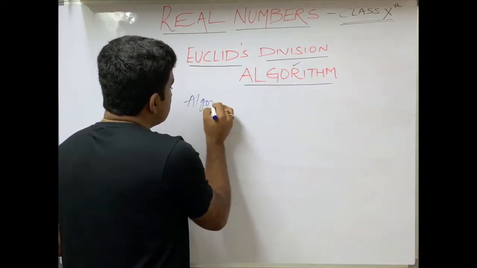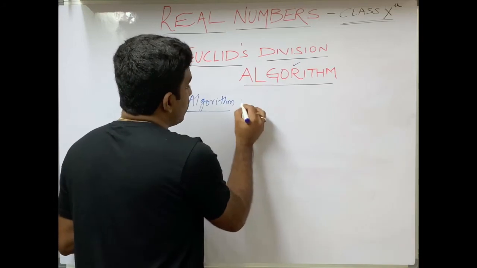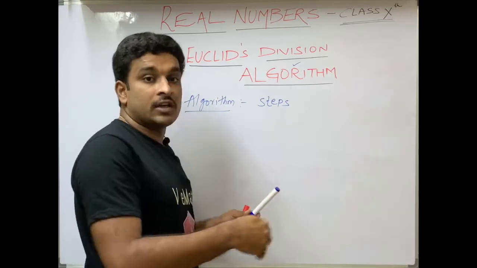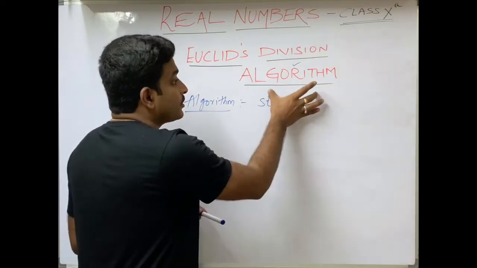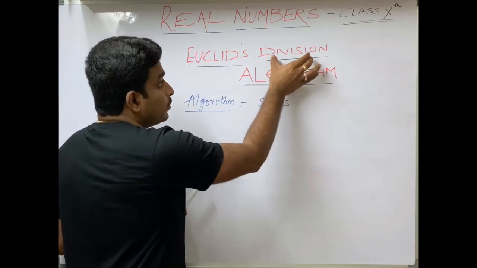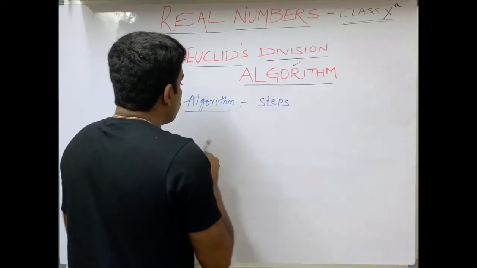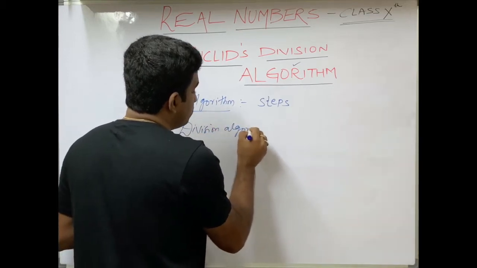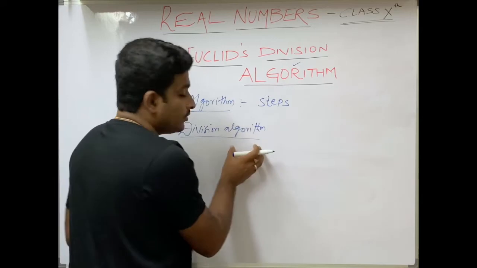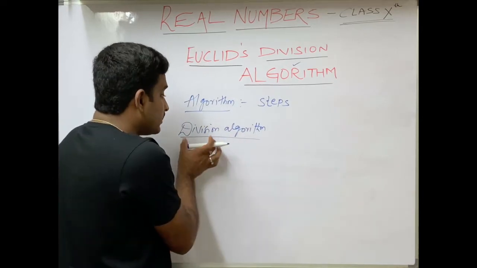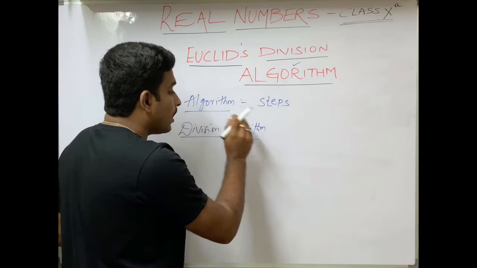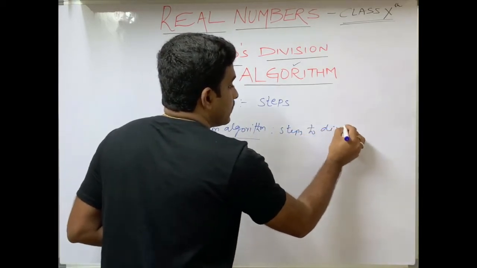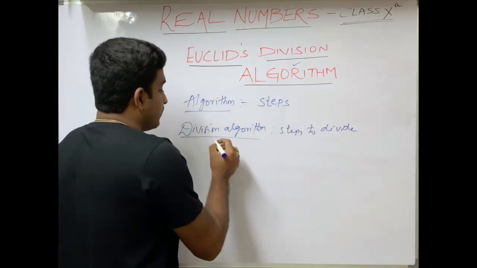Algorithm can be defined as steps. Simply, an algorithm can be noted as steps to solve, steps to do anything, steps to do the work. Coming to the next thing, division: as you previously know, algorithm means steps, and added to it is division algorithm, that means steps to divide. Simply steps to divide is called division algorithm.